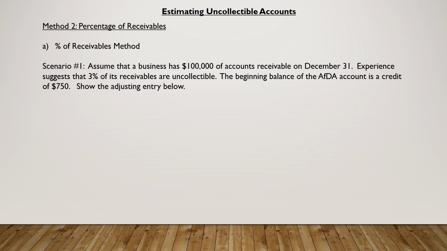Our other method for estimating uncollectible accounts is the percentage of receivables method. In the following scenario, a business has $100,000 of accounts receivable on December 31st. Experience suggests that 3% of its receivables are uncollectible. The beginning balance of allowance for doubtful accounts is a credit balance of $750. Our adjusting entry is still the regular debit to bad debt expense and credit to allowance for doubtful accounts.